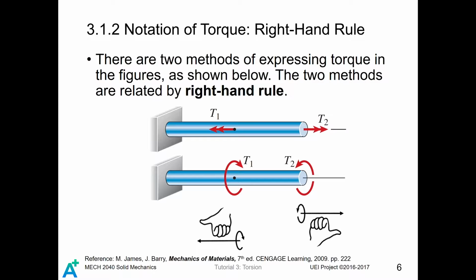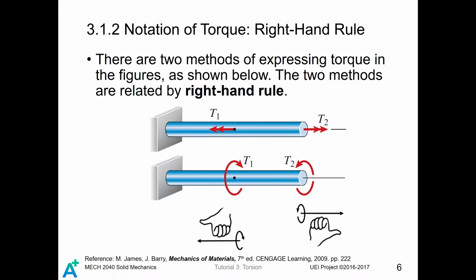Actually, there are two kinds of notations available for torque. One is the double arrow form, and the other is the direction of the twist. Basically, as you can observe, those two kinds of notations are related by the right-hand rule. That means when you are using your right hand, your thumb is pointing in the direction of the double arrow, while the rest of your four fingers are twisted like this. It is similar for the torque on the left-hand side.